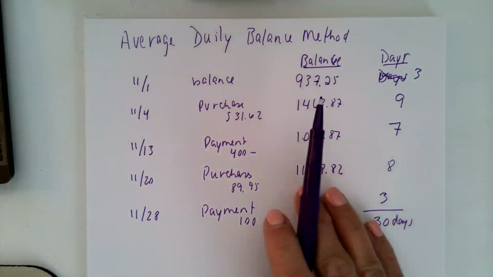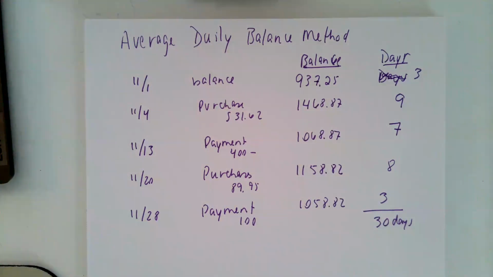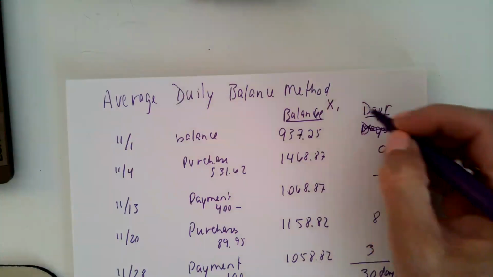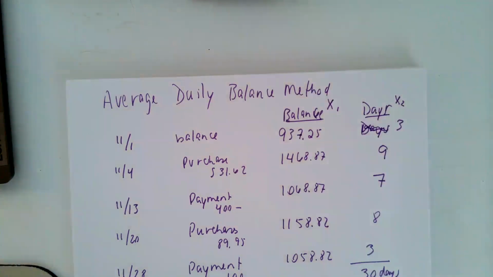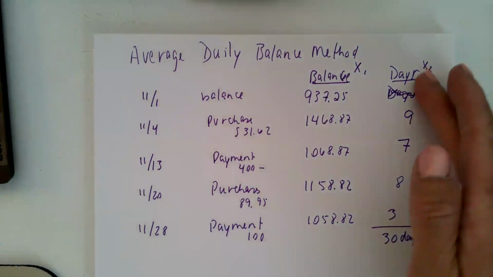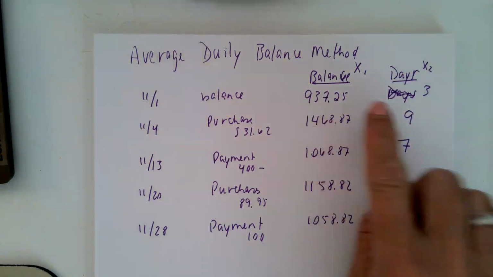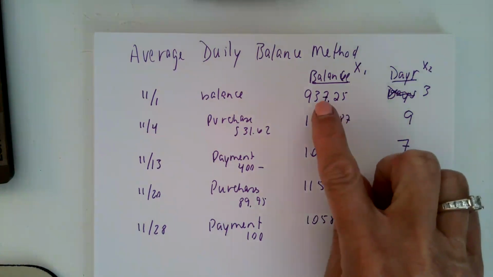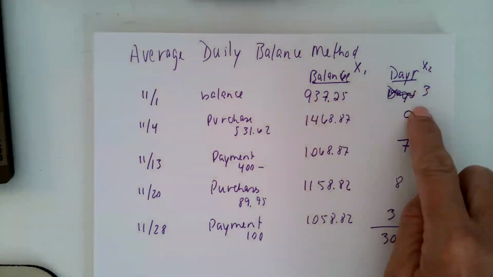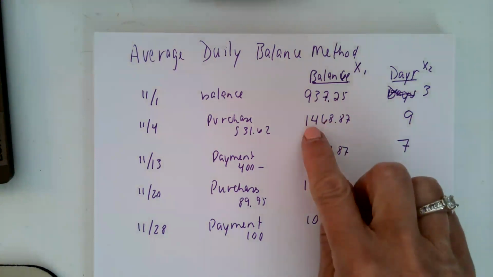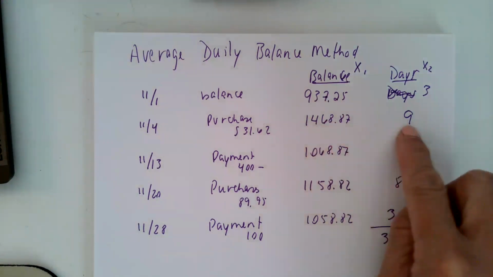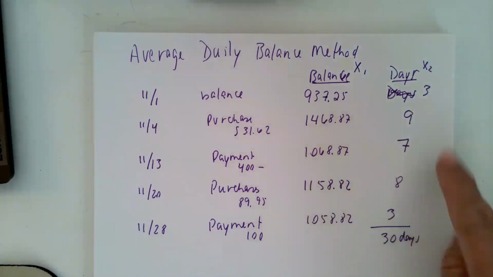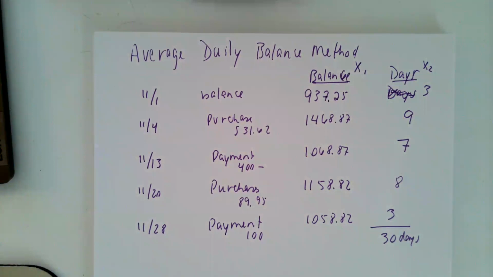To do that, we're going to use Desmos because it's going to help us throughout the rest of the semester. We've done a little bit of using Desmos and tables in Unit 2. I'm going to make a table in Desmos, and this is going to be my X1, and my days are going to be my X2. These are like our weights, the number of days. So we're going to multiply them because we need to get the average daily balance. So I need to take 937.25 for 3 days and add that to 1,468.87 for 9 days, and so on and so forth, and get my total, and then divide by 30 to get my average daily balance.